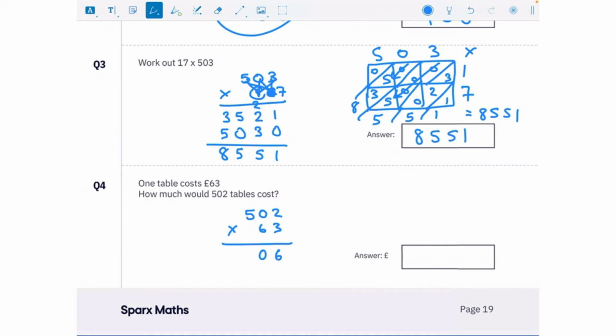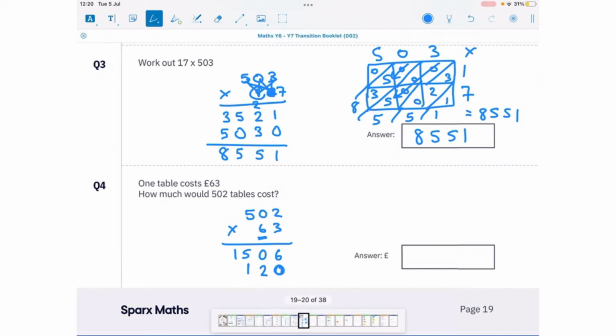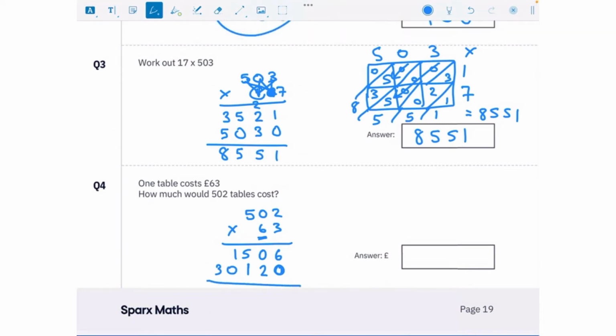Then we're moving over to the 6 here. So put a 0 in here to hold the place value. 6 times 2 is 12, so 2 carry the 1. 6 times 0 is 0, add the 1 is 1. And 6 times 5 is 30. There we go. Adding that together, I've got 6, 2, 6, 1, 3. So it's going to be £31,626. It's a lot of money for a lot of tables. Cool. Let's move on to deepen.